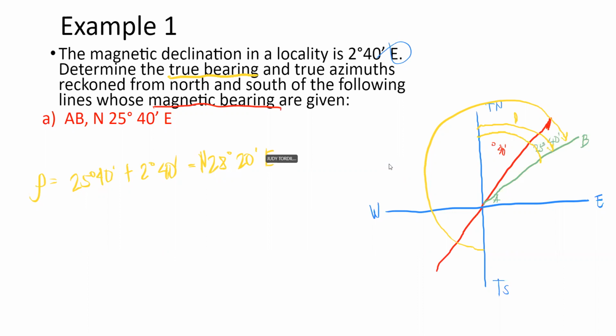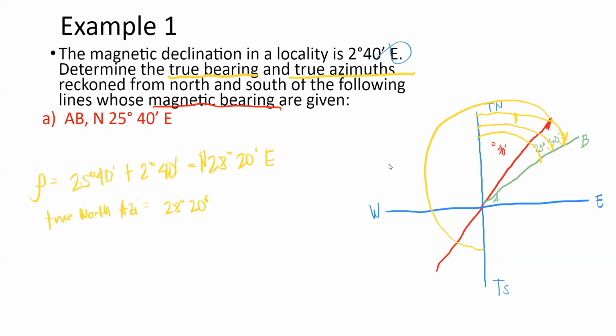How about the true azimuth from north? So, di ba, magme-measure tayo from the true north meridian. So, papunta dito, papunta doon sa line. Which is also equal doon sa true bearing natin, right? Equal lang siya sa true bearing natin. So we can say, for example, yung true north azimuth natin is also equal to 28 degrees 20 minutes. Okay? So yun yung magiging true azimuth natin.